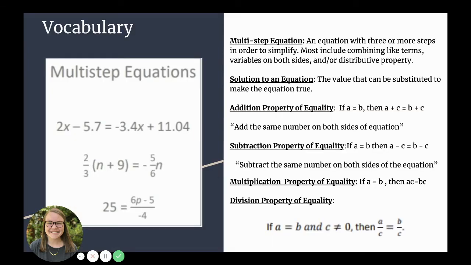This is the vocabulary for this week. If you want to take a minute to pause the video and write down the vocabulary words, you can do that right now. This week we will also be reviewing our properties, which you learned earlier this year in the classroom.